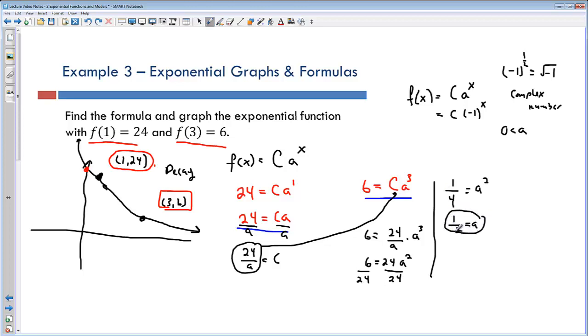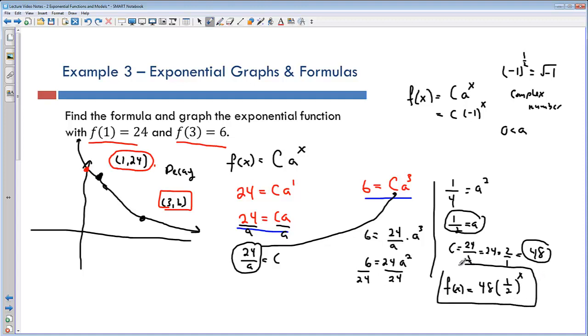And if 1/2 is equal to our a, we immediately know that c is equal to 24 over a. So it's 24 divided by a, so divided by 1/2. We multiply it by the reciprocal, so 24 times 2 over 1, which is actually equal to 48. And so we know a is 1/2, c is 48, and so we get our answer, f of x is going to be equal to 48 times 1/2 to the x. In this case, I like to use parentheses. It looks a little bit nicer. But that's our answer. That's our formula.